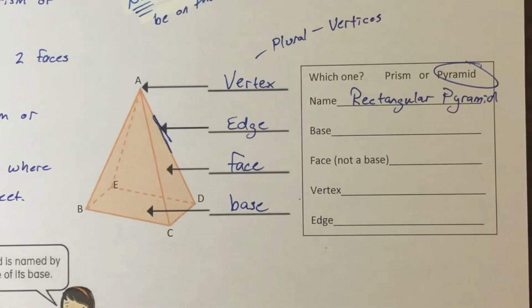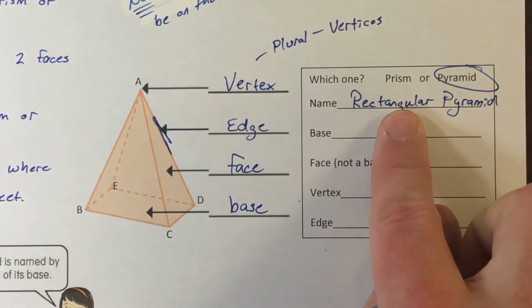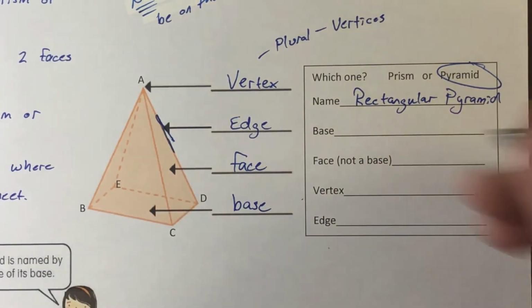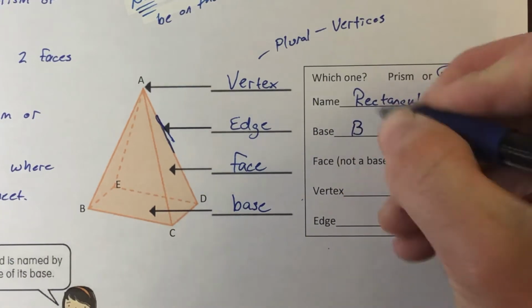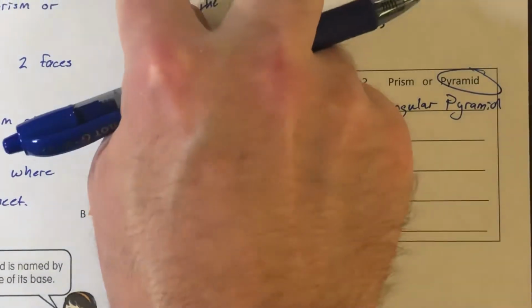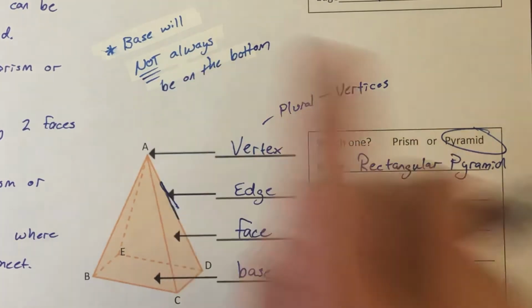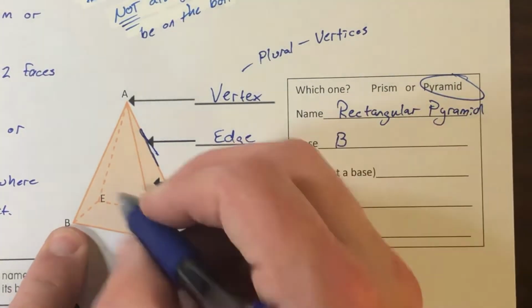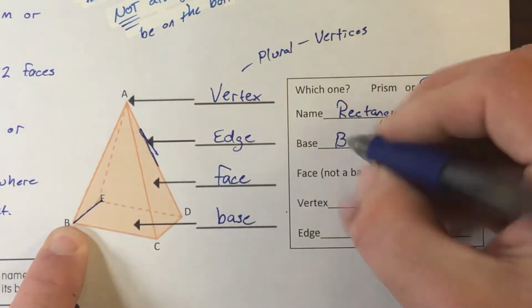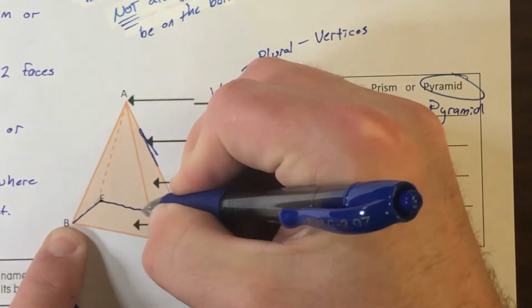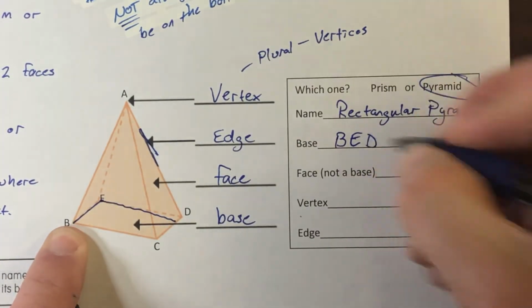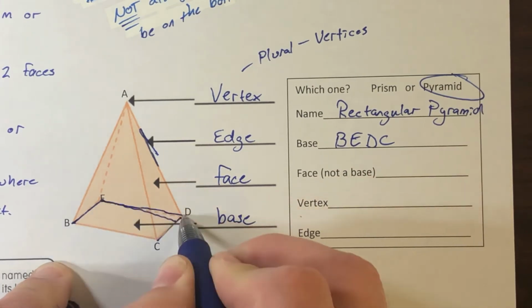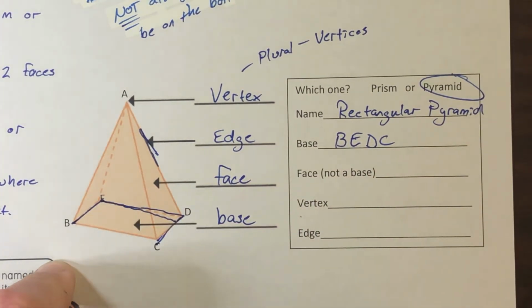Okay, now let's identify them. So again, the name was rectangular pyramid. Base, it's going to be the rectangle on the bottom. I know, in all the examples the bases are on the bottom, and I've told you that they're not always going to be. You'll see why later. All right, so anyways, the base, B, let's go clockwise. E, D, and C. So rectangle BEDC is our base.